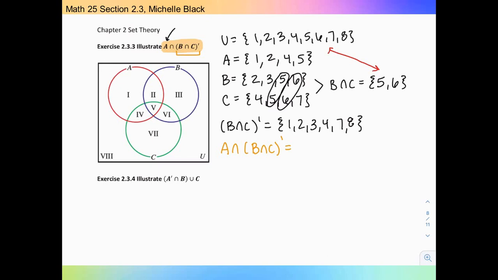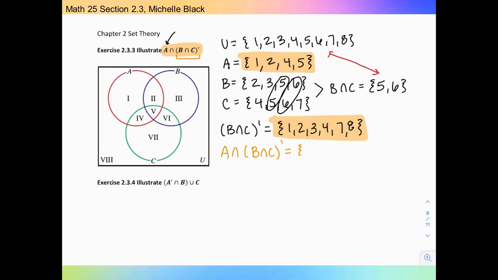So I just need to compare these sets. I want to find the intersection of these sets, or in other words, which numbers do they both have? Well, they both have a 1, they both have a 2, they both have a 4, they don't both have a 5, and now since I'm out of elements from that one set, and I'm doing an intersection, I'm done.